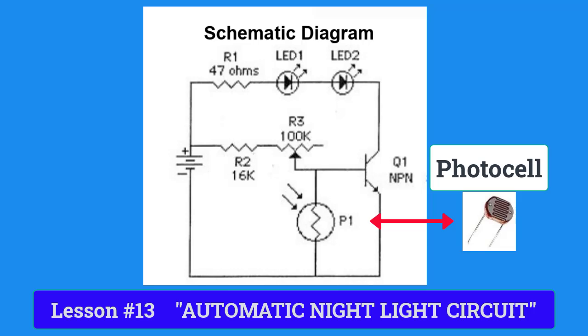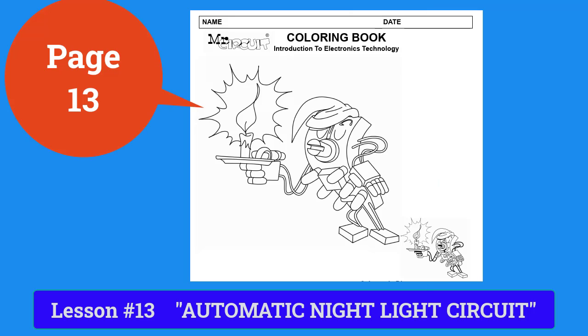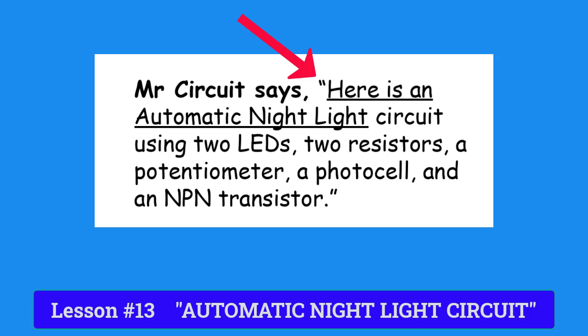On page 13, you see that Mr. Circuit Robot is sleepy and holding a candle to give light. At the bottom of the page, what does Mr. Circuit say? Mr. Circuit says, here's an automatic nightlight circuit using 2 LEDs, 2 resistors, a potentiometer, a photocell, and an NPN transistor.